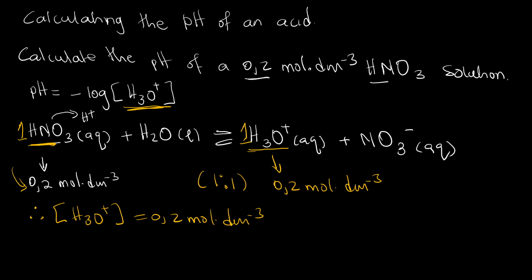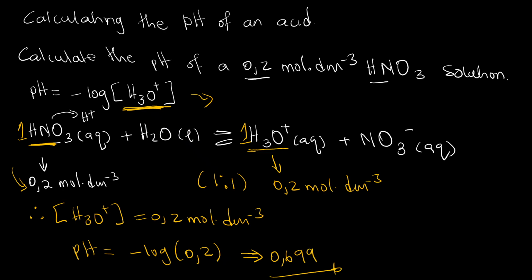Now let's substitute this into the pH formula. pH will be equal to negative the log of 0.2. You just have to punch that into the calculator and you'll have your answer. So let's quickly put this on the calculator and find out what the pH of this acid is. On my side, I have the answer of 0.699. Please note that the pH doesn't have an SI unit. So this is how you calculate the pH of an acid.